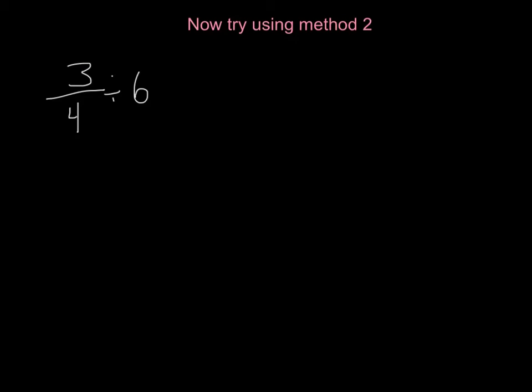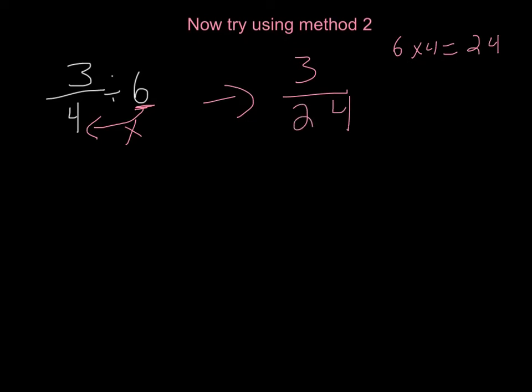We've got 3 over 4 divided by 6. Well, method 2 says that we should take this whole number here and we're just going to multiply it by the denominator, which is the bottom number. So that gives us 3 over 6 times 4, which is 24. So our bottom number is going to be 24.